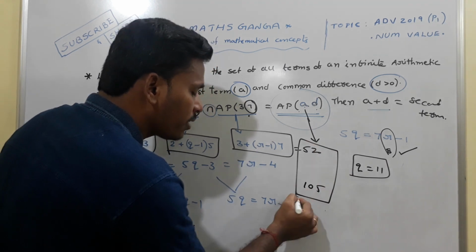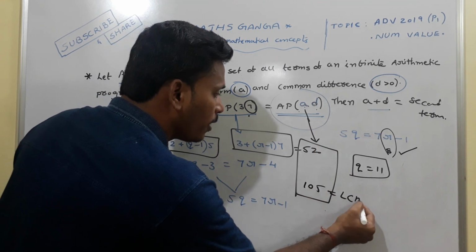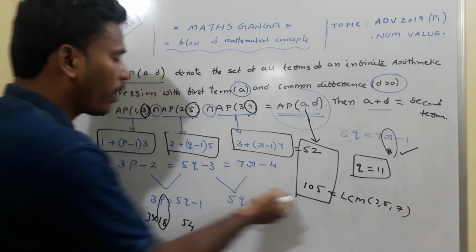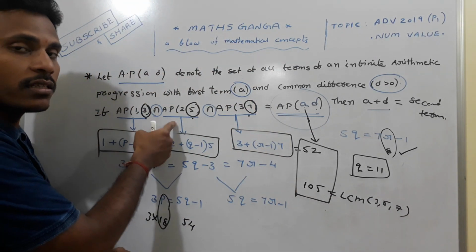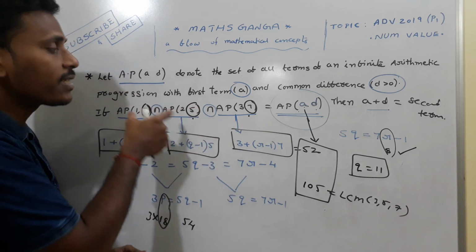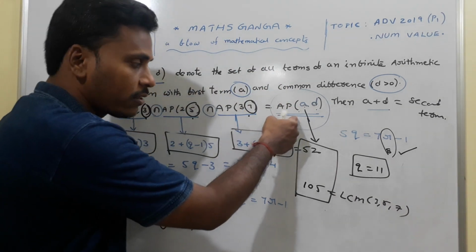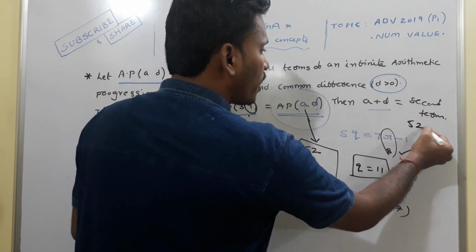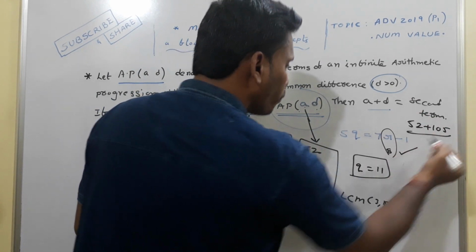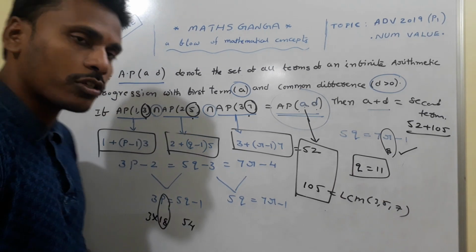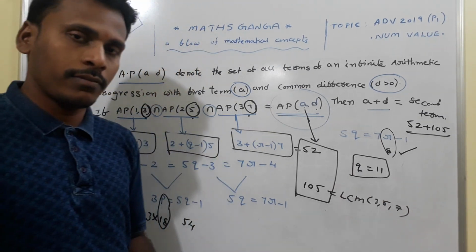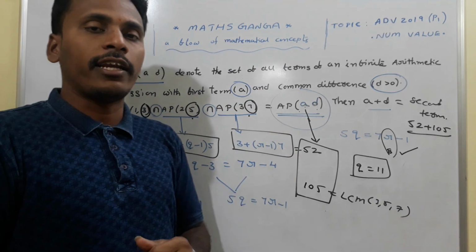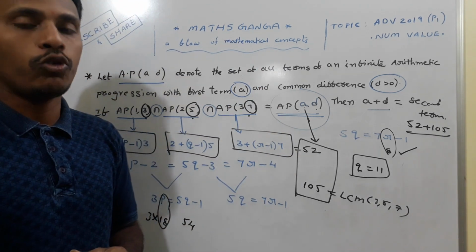So what I mean is, since this 105 is the LCM of 3, 5 and 7, 52 plus this 105 again occurs in these three sequences. So that is the second term of the newly formed sequence. So our answer is a plus d, which is nothing but the second term, and that is 52 plus 105. And your answer for this question is 157. So this is the question asked in JEE Advanced 2019 paper 1 for numerical value type.